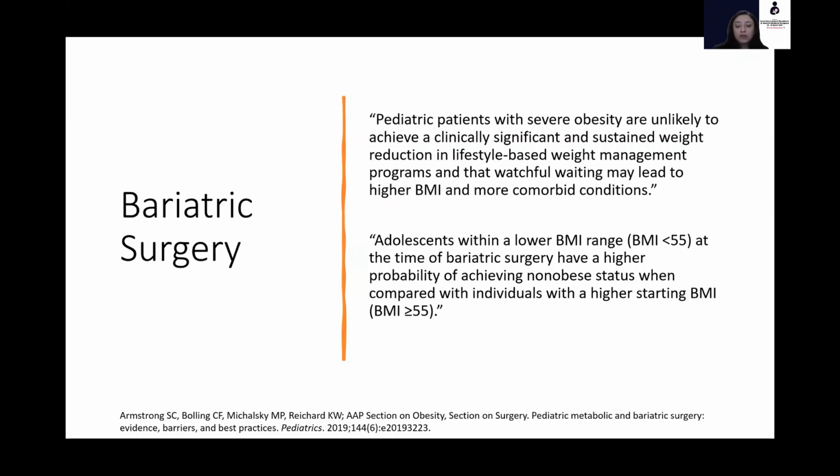Of course, this needs to be done as part of a multidisciplinary team. You need to have a dietitian involved, a psychologist involved, pre and post-op. You need to watch for micronutrient deficiencies. So it is really not a light or easy business to undergo bariatric surgery.